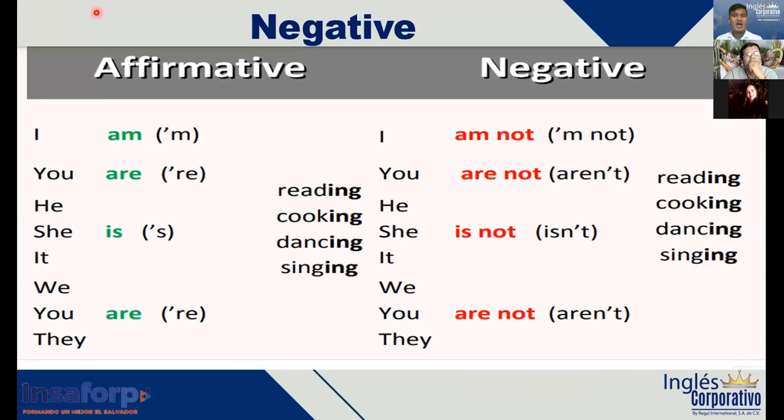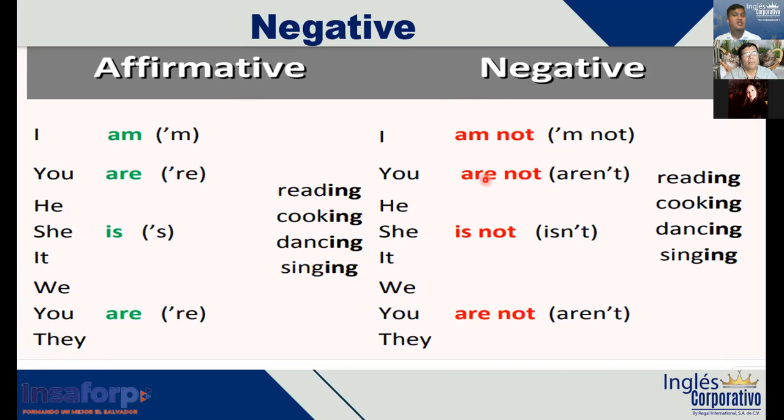So let's move on. We have a little chart over here, and in this chart, we can see the long forms and also their contractions. So I can say I am or I'm reading. You are, you're reading. He is, he's cooking. She is, she's cooking. It is, it's dancing. We are, we're reading. You are, you're singing. They are, they're cooking. So we can use both of them. You can use a contraction or you can say I am, that's up to you.